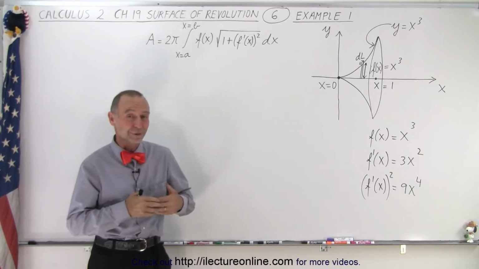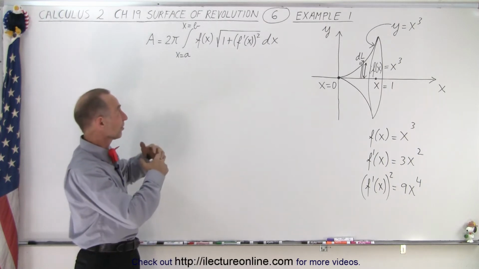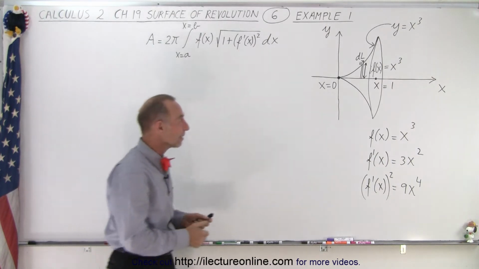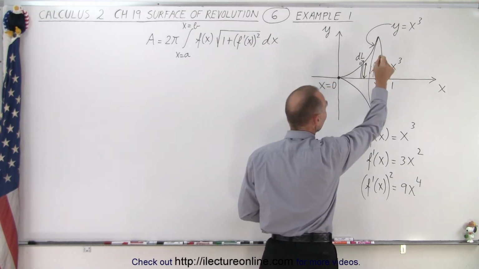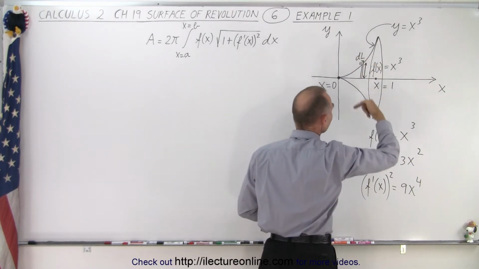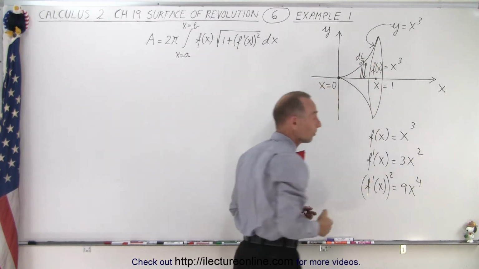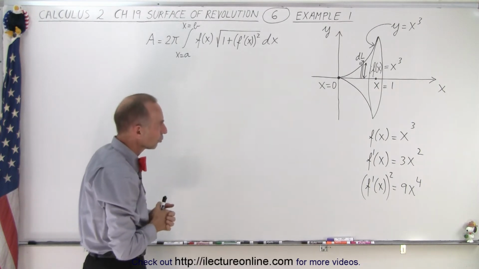So here's our first example, though I've shown you a few examples already. This is our first legitimate example. Here we have an object that's defined by a curve, which is y equals x cubed, or f of x equals x cubed, and it's revolved around the x-axis to give you that surface. And so now we're trying to find the area of that surface of revolution.